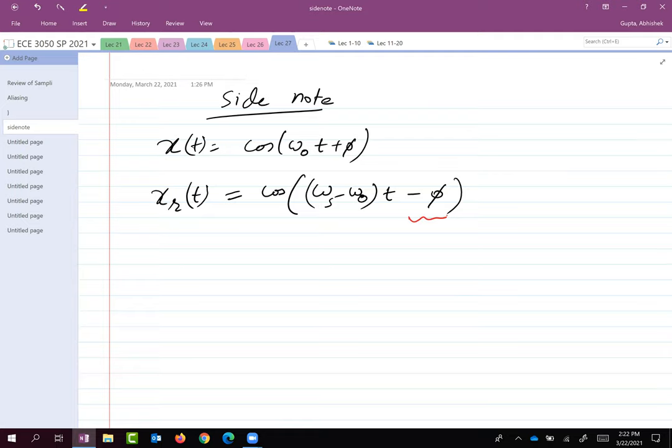And this part where phase is multiplied by negative is known as phase reversal. This is, of course, when omega s is less than 2 omega naught. So when you have a phase in your original signal and you sample it at a much lower frequency and then you pass it through a low pass filter, what you will get is a phase reversed signal where the phase will have a negative sign in comparison to the original signal.